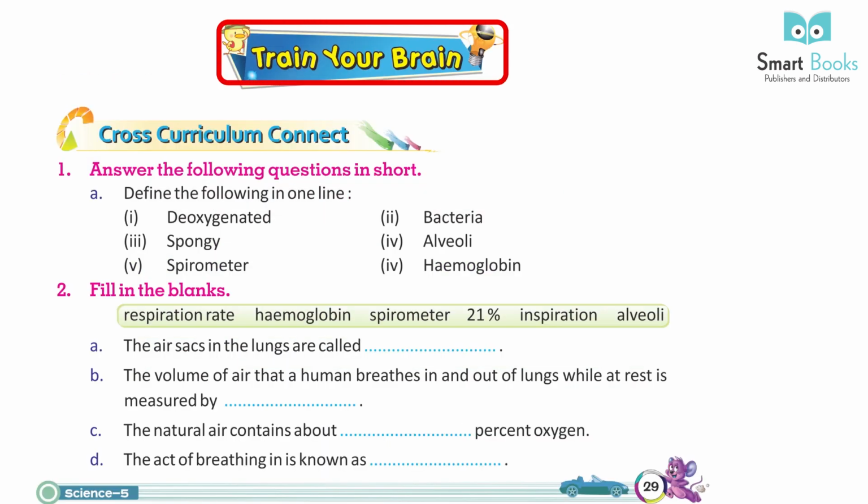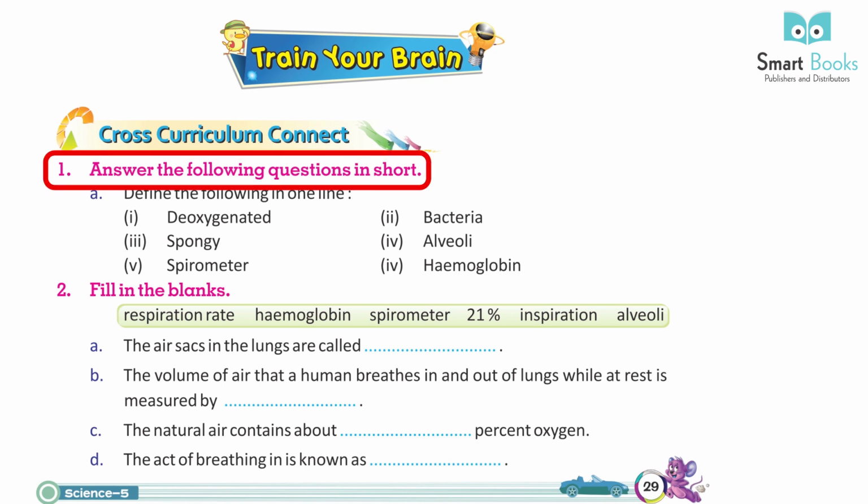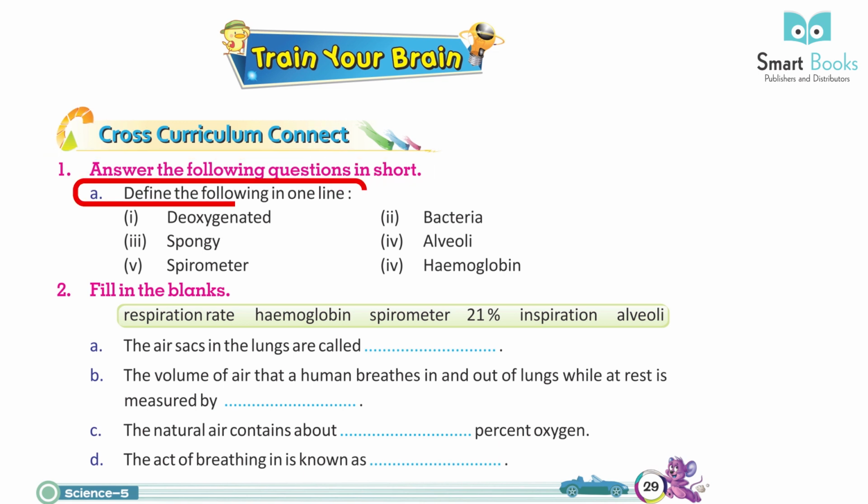Train your brain. Cross curriculum connect. 1. Answer the following questions in short. A. Define the following in one line. 1. Deoxygenated. 2. Bacteria. 3. Fungi. 4. Aloe. 5. Spirometer. 6. Hemoglobin.